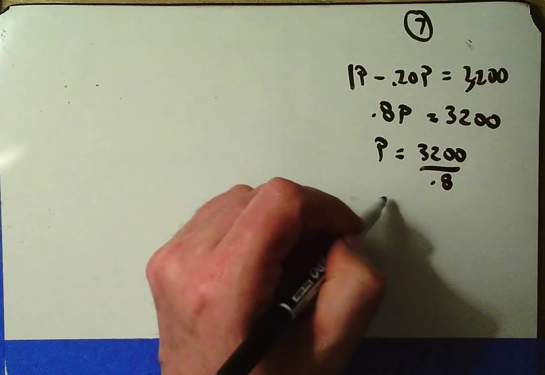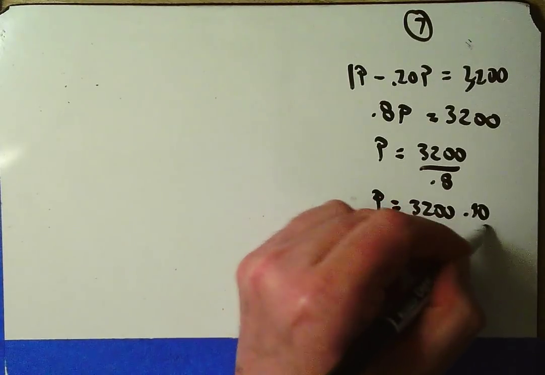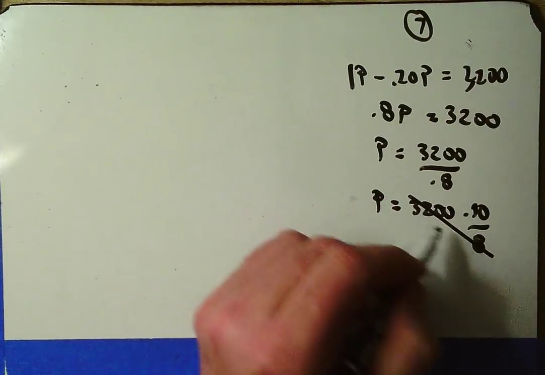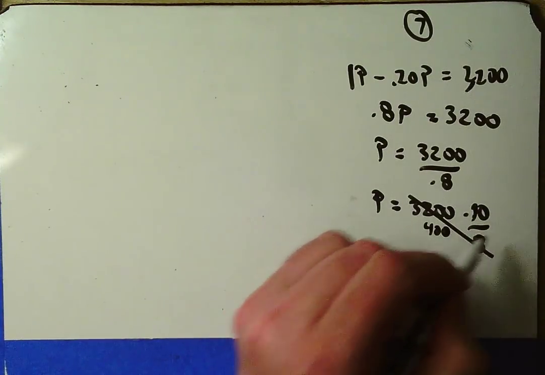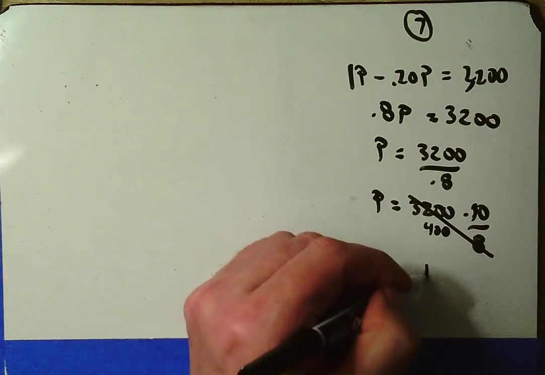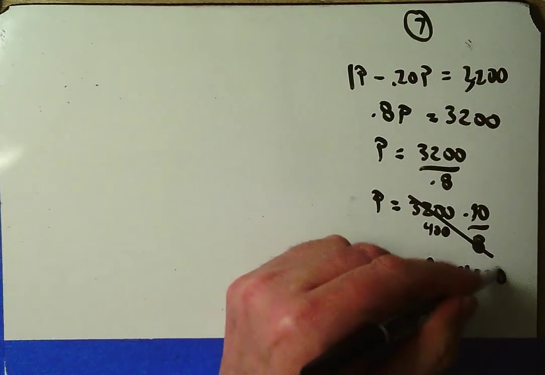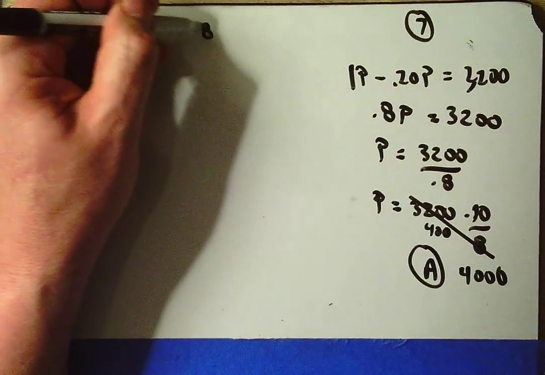Well, so I need to divide both sides by 0.8, which is the same as 3,200 times 10 over 8. Well, that would go in 400 times. 400 times 10 is 4,000. And so I'm looking at A. 4,000 is my choice for number 7. How about number 8?